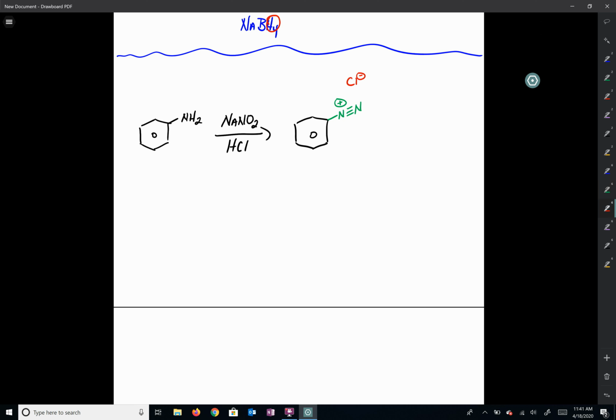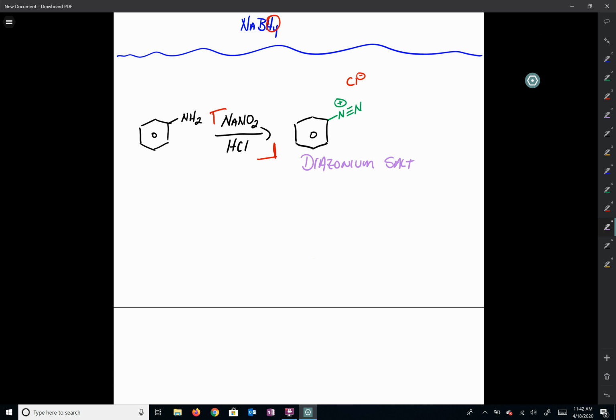Okay, let's pause here and take a quick peek. What in the world did we do? Well, this is the mechanism for how this turns an amine into that, and let me give you a name: diazonium. This is a diazonium salt, a salt because it's got a positive and negative part too.